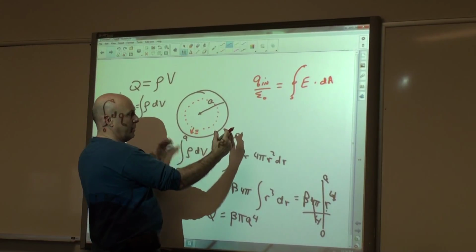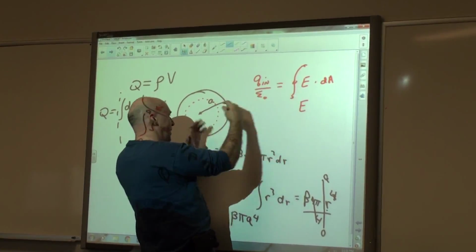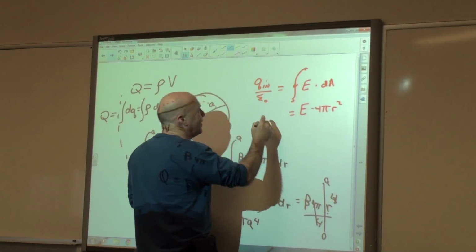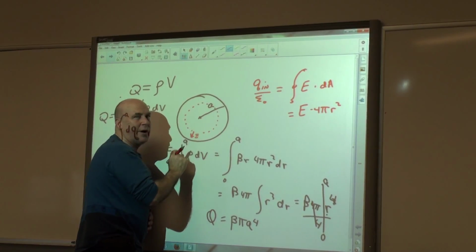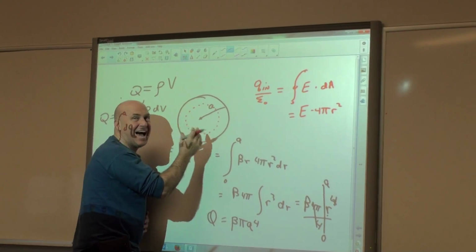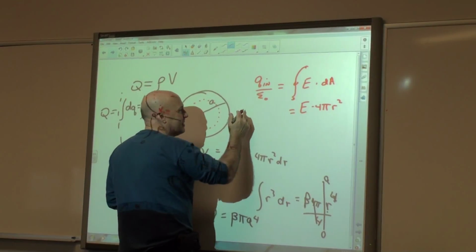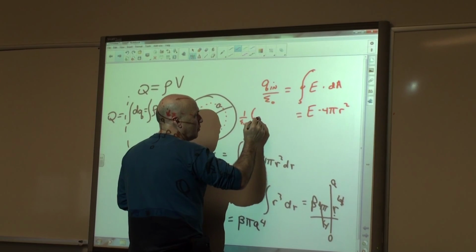Equals E. I did that right? 4 pi's cancel. 2 out of 3 of the r's cancel. And you end up with rho r over 3 equals E. Isn't that weird? Okay? But what's rho? What is rho? First of all, I want you to realize rho is constant. If rho is constant, what did you just learn? The electric field is directly proportional to r on the inside.